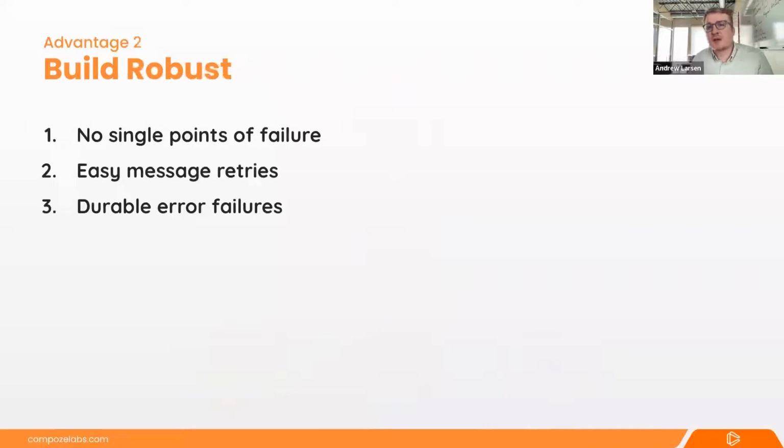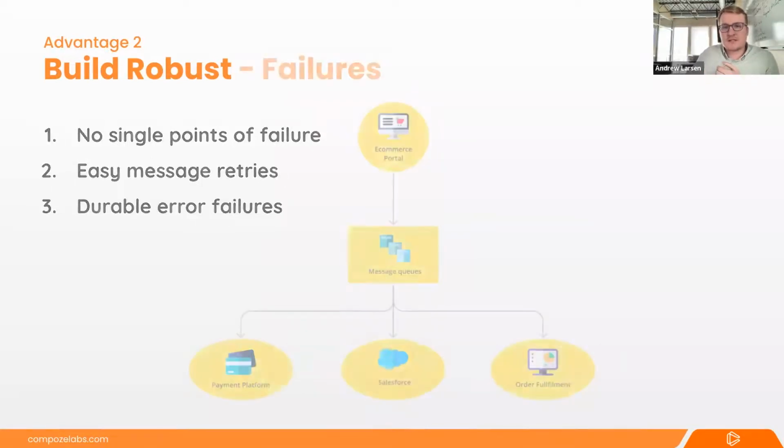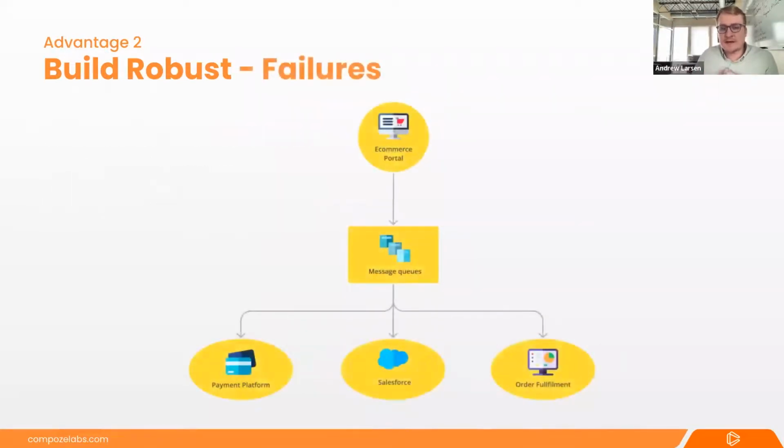Okay, so let's talk about the next technical side of it. So we just talked about scalable. Now let's talk about building a robust system, how that makes our system more robust. There's really 3 ways that we talk about it. We eliminate single points of failure. We allow for very easily retry and replayability. And we have durable error scenarios that will allow our system to continue to perform. So let's dive in really quick and talk about what we mean by that.